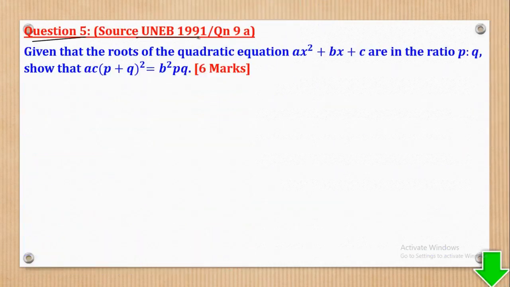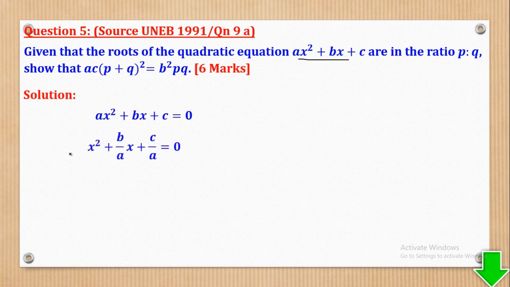So question 5 came from UNEB 1991, paper 1, question 9, and says, given that the roots of the quadratic equation, this, are in the ratio p to q, show that ac, in brackets p plus q squared, is equal to b squared pq. So that is the quadratic equation. Here, they were supposed to be equal to 0, so we added that in the question. So make the coefficient of x squared 1 to come up with that.